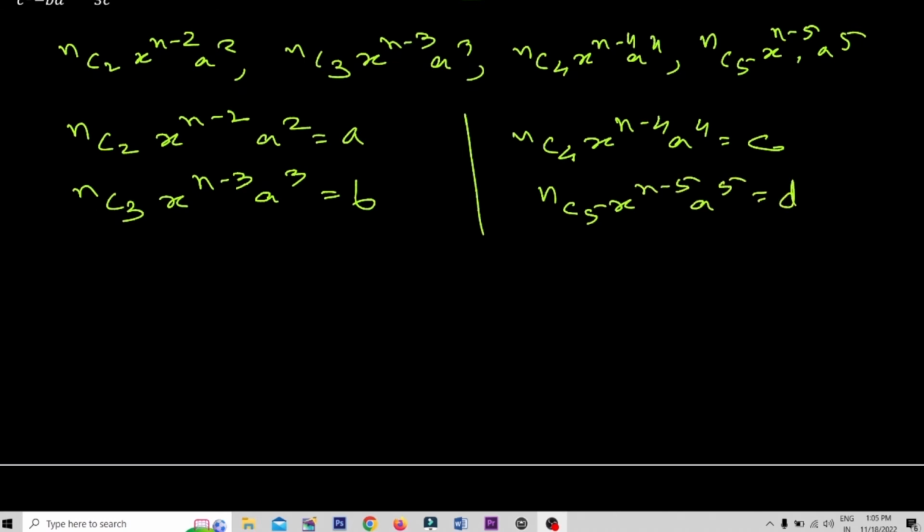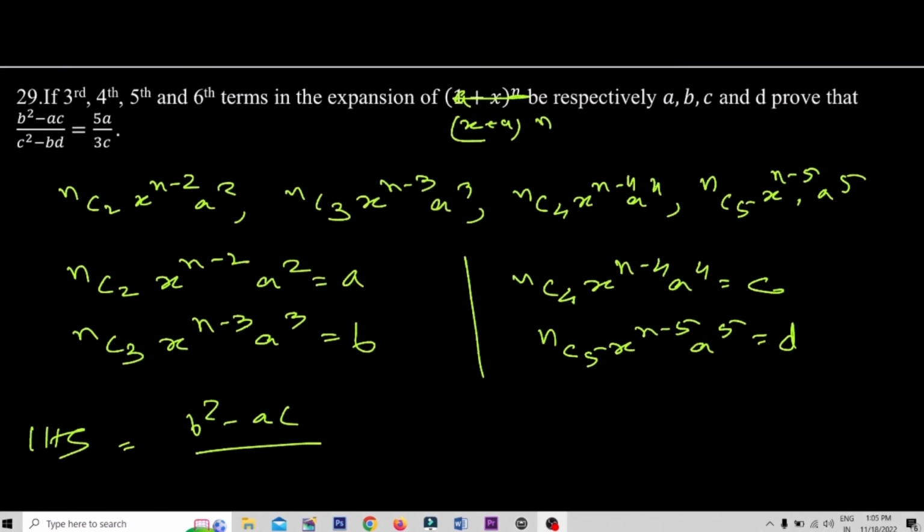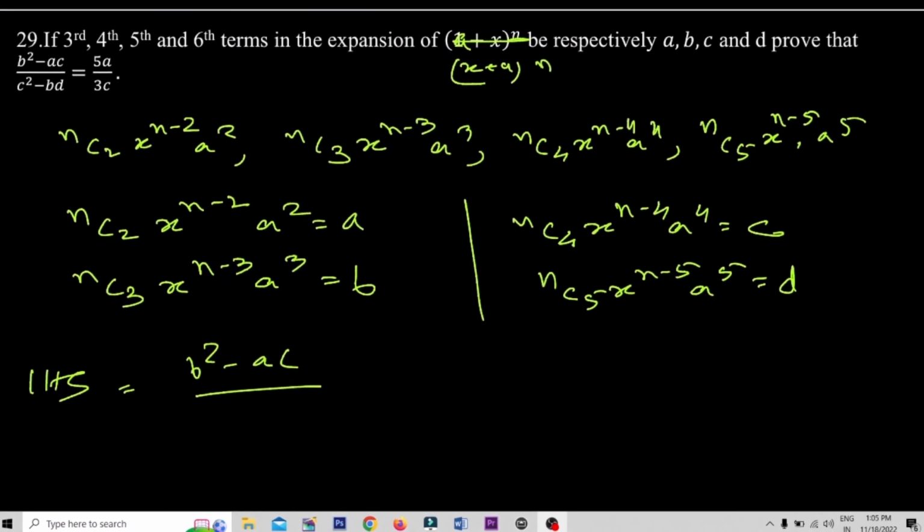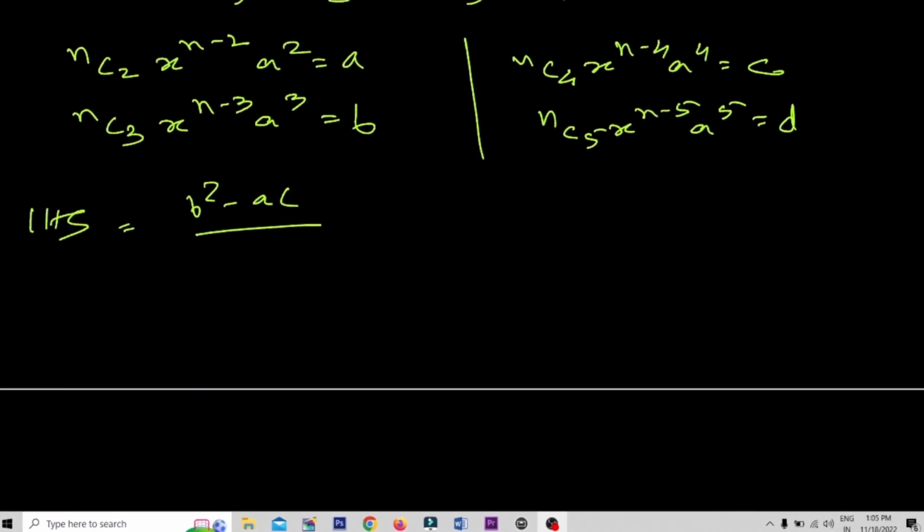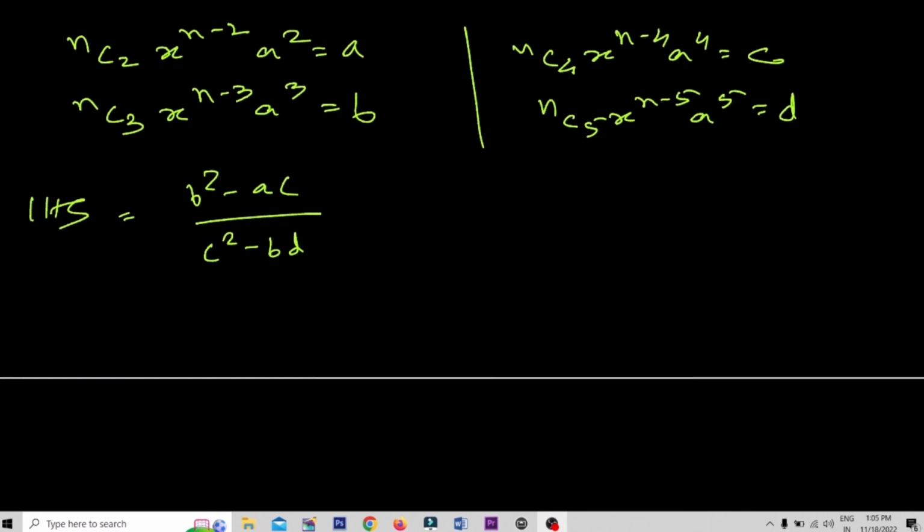Now the LHS of our requirement is (b square minus ac) divided by (c square minus bd). Just put this, and we'll get the required result and we'll get the sums easily. Okay. Next sum.